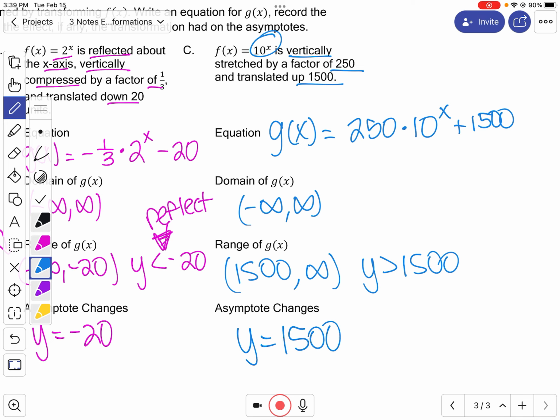Okay, so these are our transformations of your exponential functions. There's 3 different types of bases you can have, 2, 10, and e.